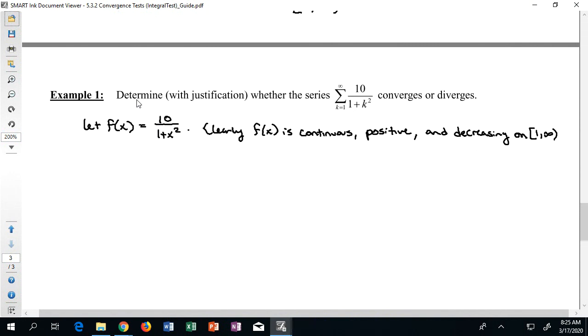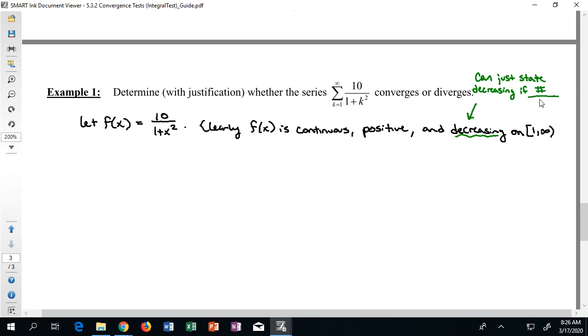Now I'm going to go ahead here and add a quick little side note that you might want to add for yourself, specifically dealing with this idea of a decreasing function. I can say here that we can just state decreasing if we have a number over something that is getting larger. I'm always going to allow you to do this. If you have a number over something that's getting larger, I think it's fairly obvious that we could just state decreasing based on our understanding of decreasing.